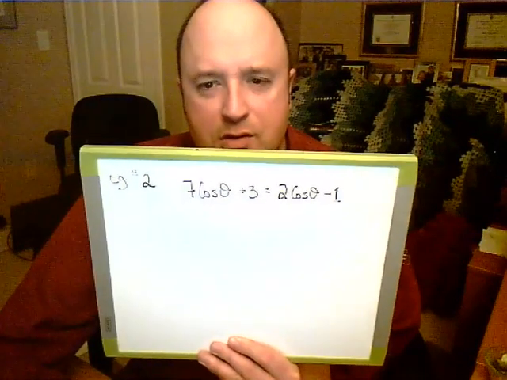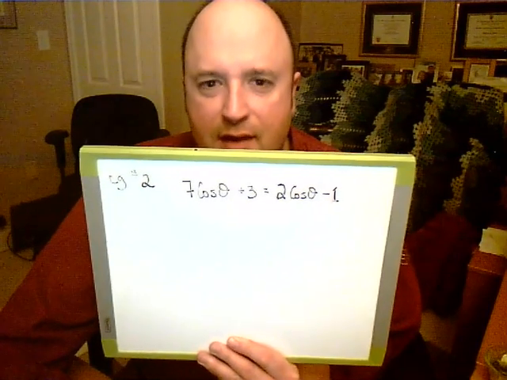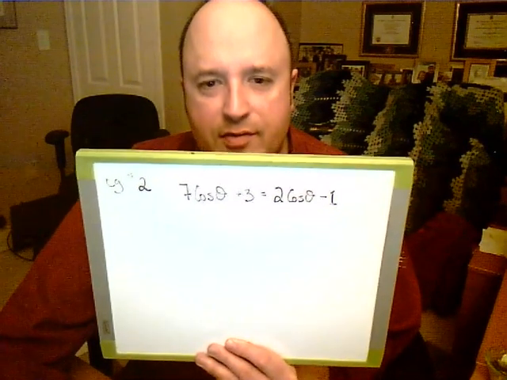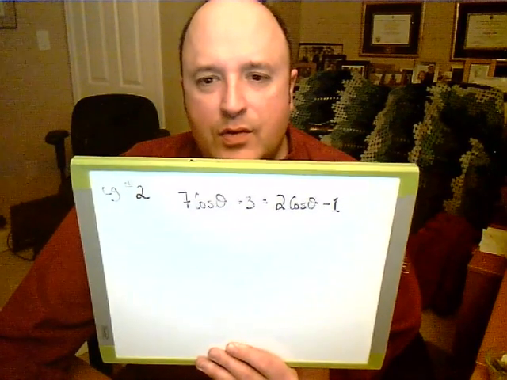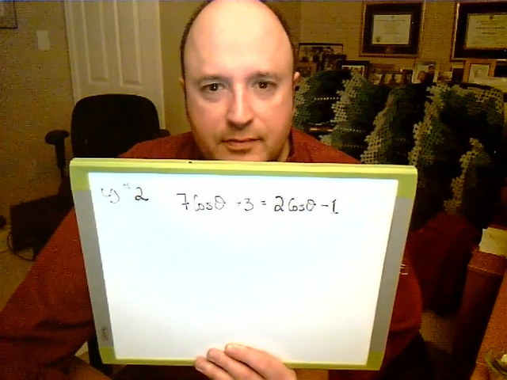Let's have another look at a question that's a little bit harder. It winds up having to deal with negative numbers again. So 7 cos theta plus 3 is equal to 2 cos theta minus 1. Let's see how the solution works.